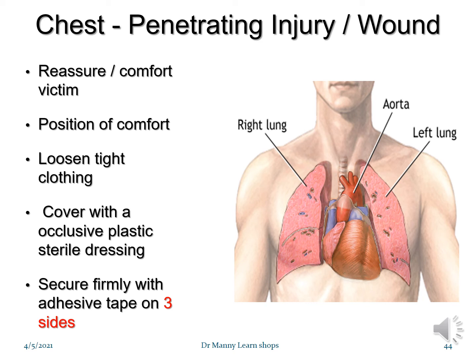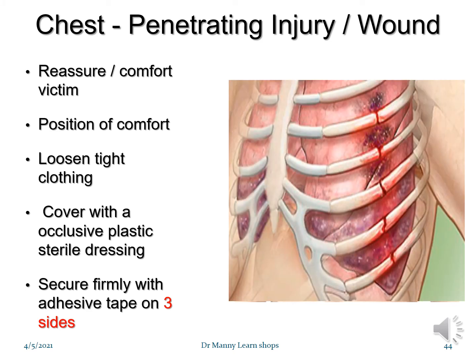When you've got a penetrating chest wound, reassure the victim again, because they'll be having breathing difficulty, I'm sure. Put them into a position of comfort and loosen any tight clothing. Here you've got fractured ribs and a lung that's injured. It could be contused or it could actually be injured by the ribs.